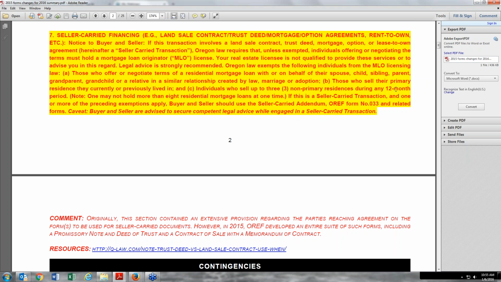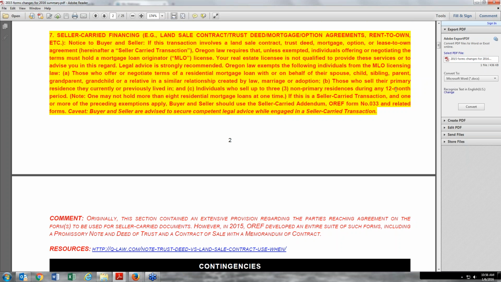Secondly, another large exemption is those who sell their primary residence. And the primary residence definition doesn't mean that they have to be living in it now. If they ever lived in that house, then it qualifies as an exemption from the MLO licensing law. And then thirdly, individuals that sell up to 3 non-primary residences during any 12-month period. If that applies, they sell up to 3, not more than 3, but up to 3 within a 12-month period, then they are also exempted.